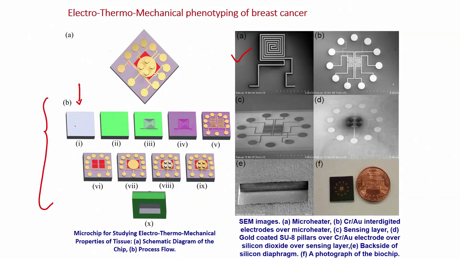Process flow, first is you take a silicon wafer, this is silicon, alright. Second step is you grow oxide, this is SiO2 on silicon, then you form a microheater. You can see here you deposit a metal, do lithography and form a microheater. Okay. On microheater you again deposit an insulator, SiO2 on microheater, I will say MH just to make it easy.